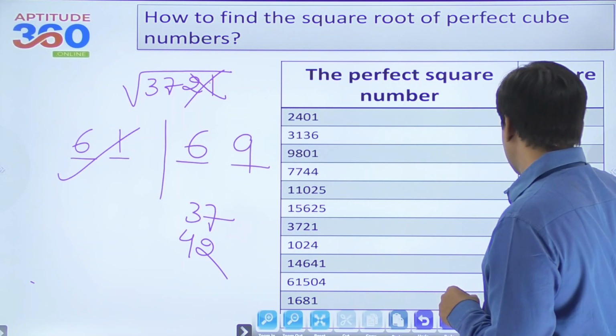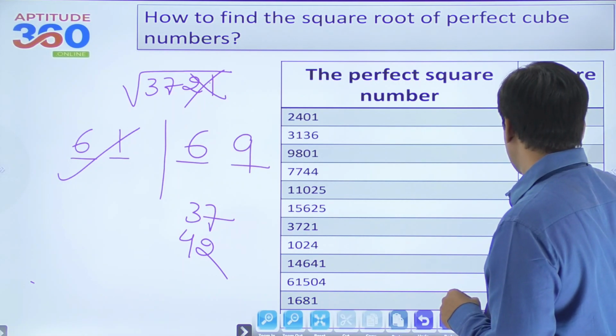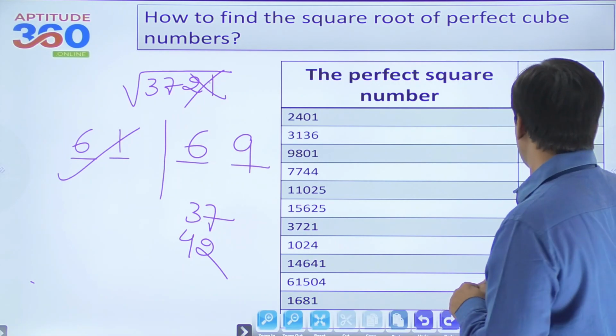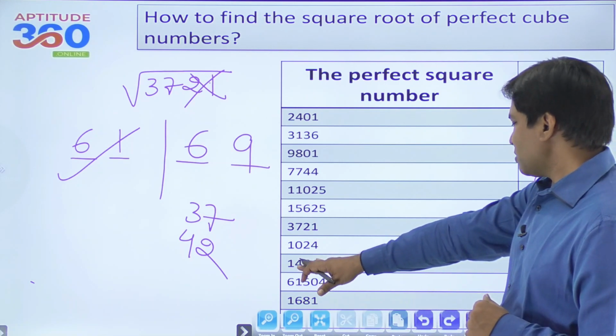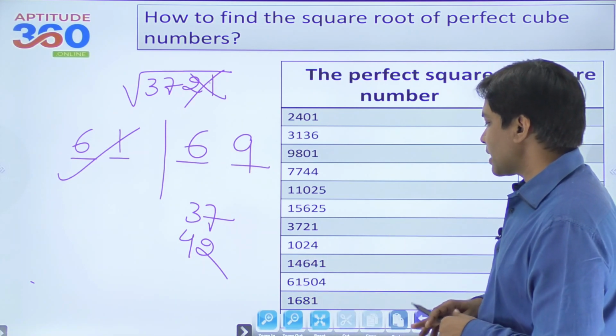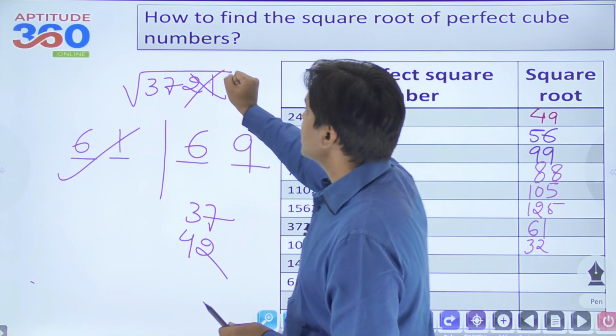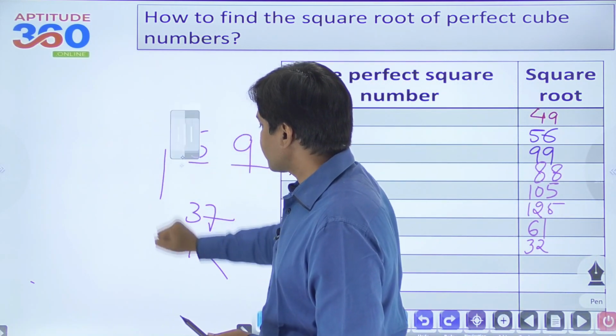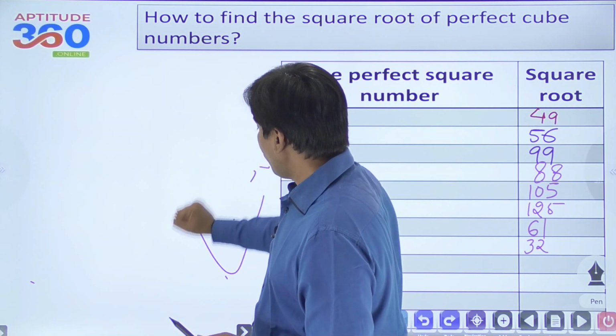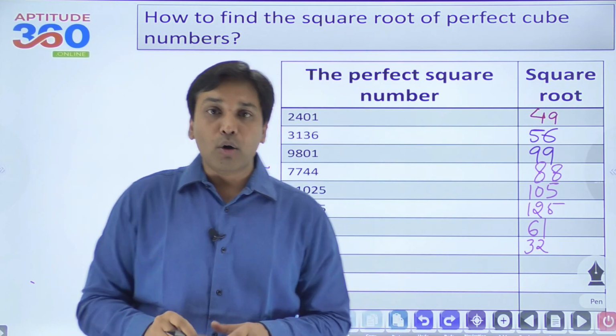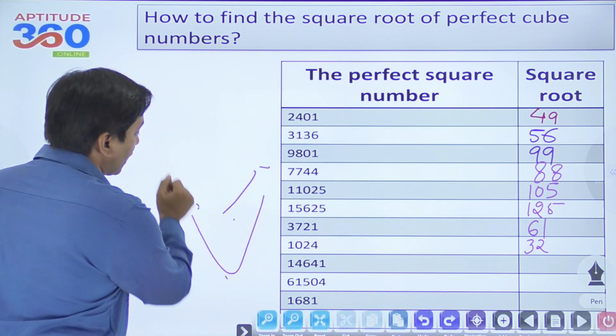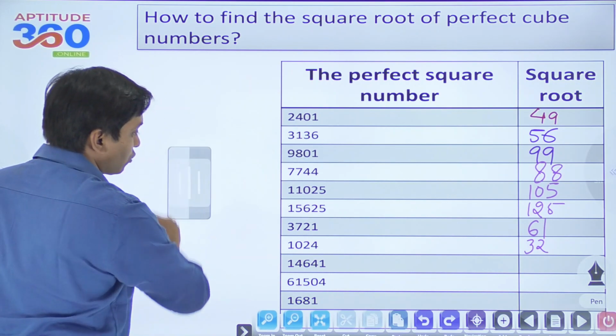I hope you are understanding this thing. So the square root of this number will be 61. It's pretty simple, this one, 14641. Please do it for yourself and see if you are getting that answer. And I hope that by now you are comfortable with finding out square roots of natural numbers.